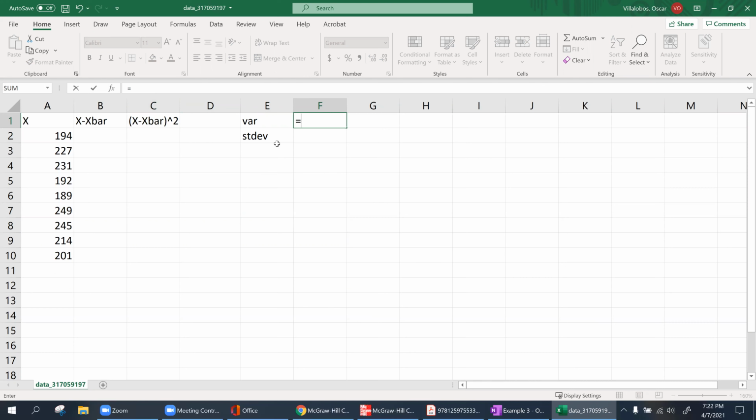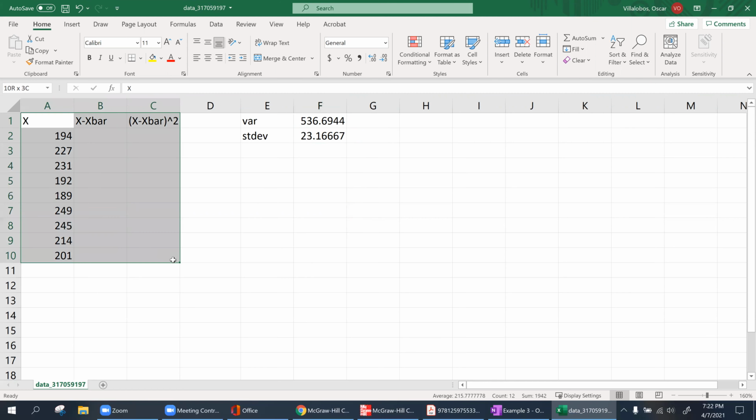So I'm going to write var, variance. I'm going to highlight all these values. So that's my variance, and then my standard deviation, STDEV, should be 23.1. Very nice. Yes, it's right. The same values that we got.